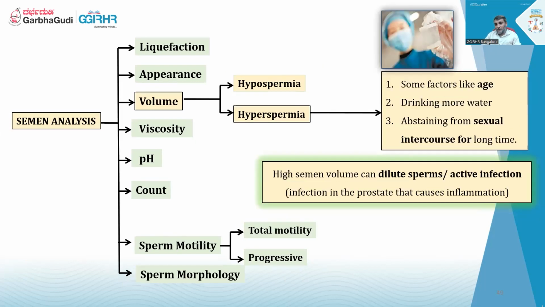Now coming to hyperspermia. Hyperspermia can occur if the person has had a lot of water, or if he has maintained distance from his wife, meaning he has not had intercourse for a long time, for more than 1 month or more than 15 days. This can cause hyperspermia. The volume of the semen will be more than 6.5 ml or 6.2 ml. Again, hyperspermia is also dangerous.